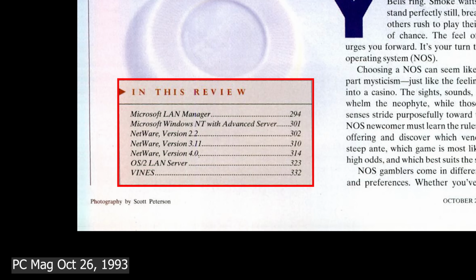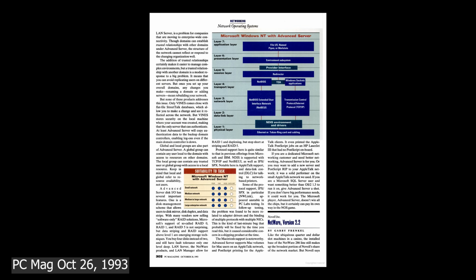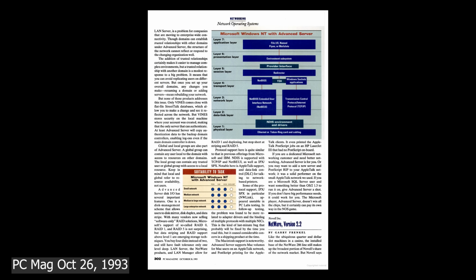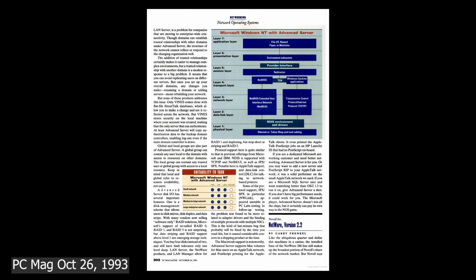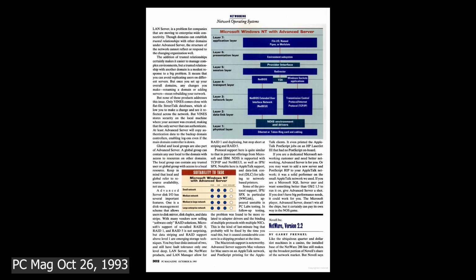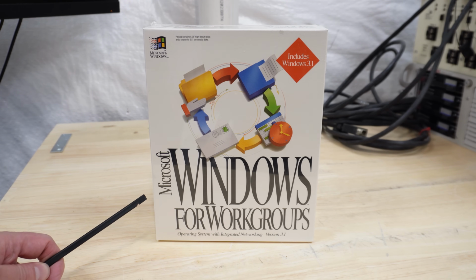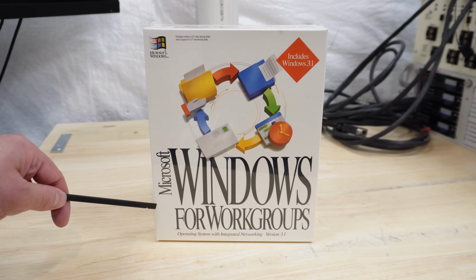So Microsoft LAN Manager is one example. NetWare was the predominant network operating system force in the 90s. But with Windows NT, Microsoft was trying to make their server operating system a full-fledged network operating system to compete in the market. Your other option might have been to use something like Microsoft Windows for Workgroups. Here's Windows 3.1, Windows for Workgroups.